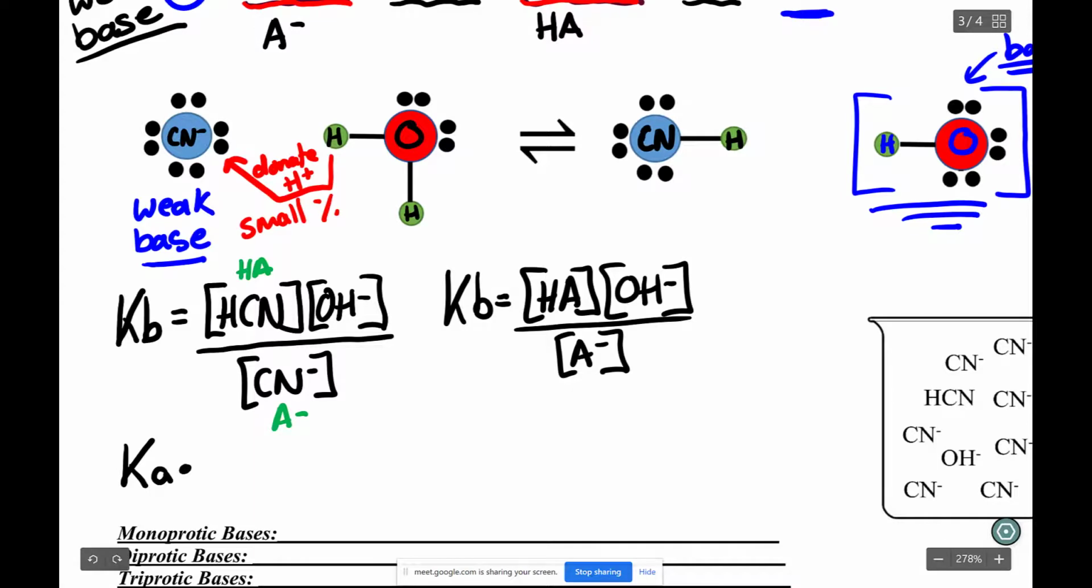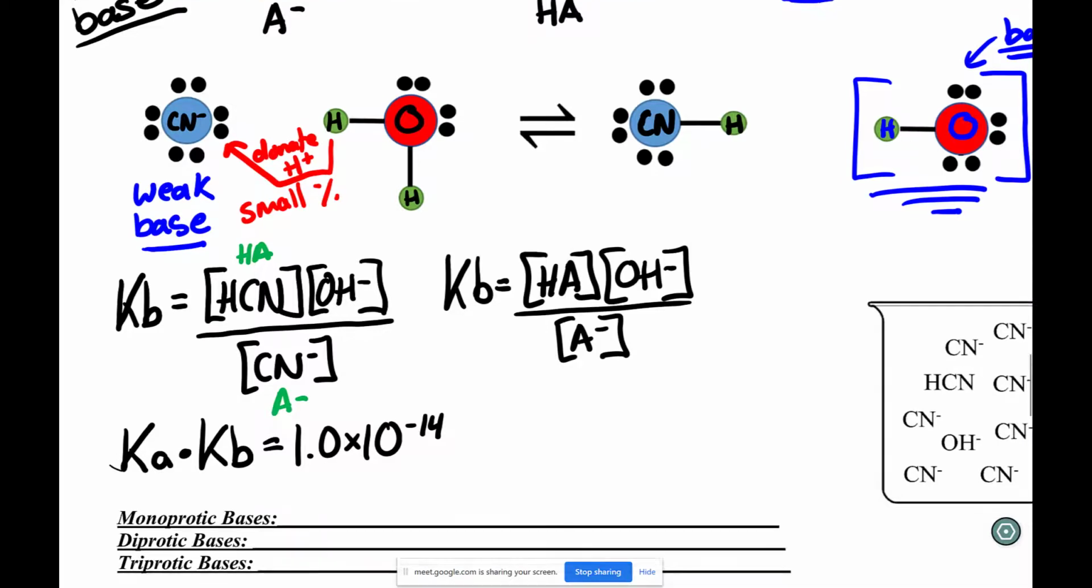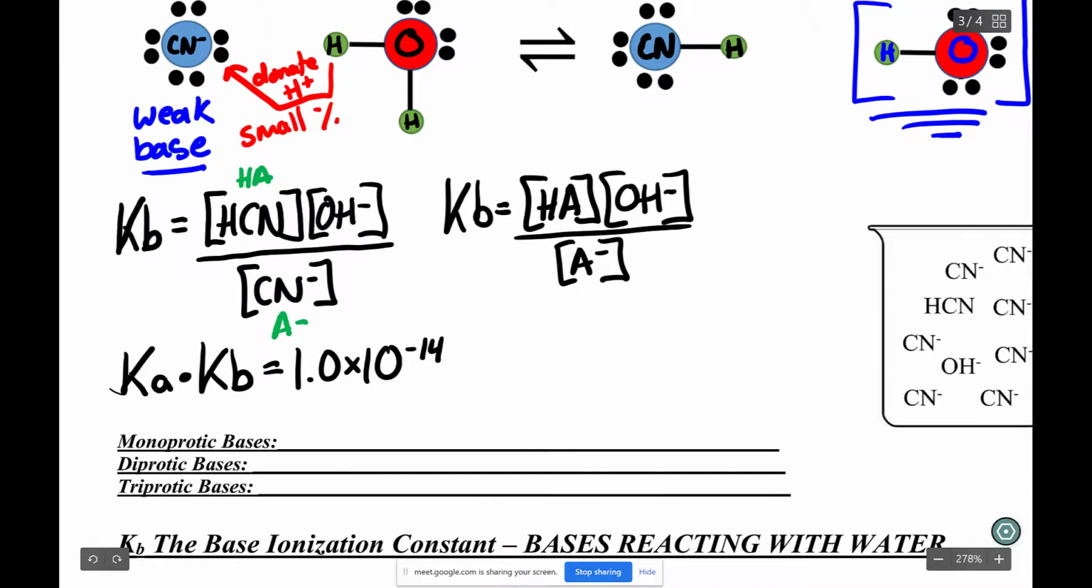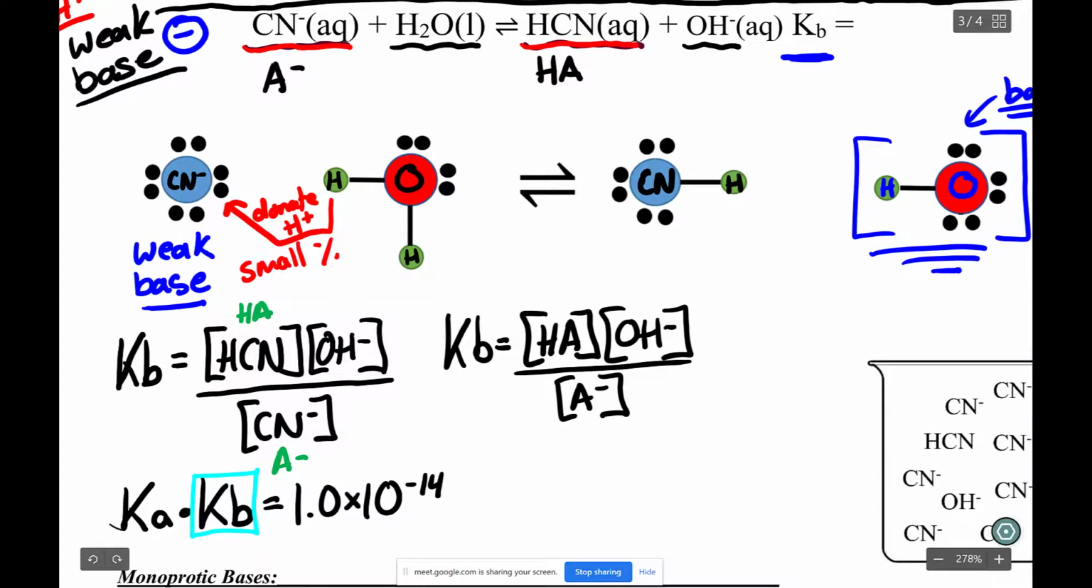Ka times Kb is equal to 1.0 times 10 to the negative 14. This is an equation we're going to come across a lot in this course. I'm going to introduce it here. Now, in order to calculate the Kb, I need to know the Ka of the acid in this reaction. So the acid in this reaction is HCN.